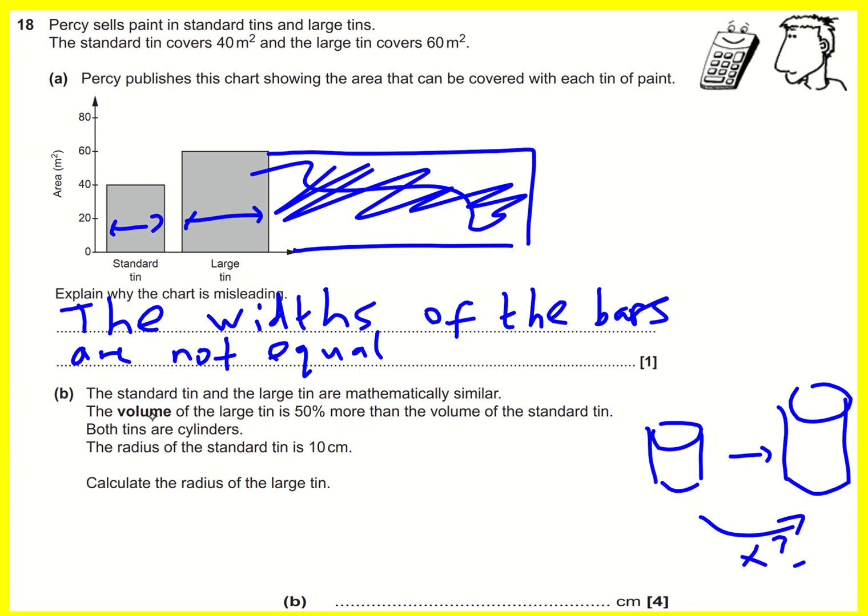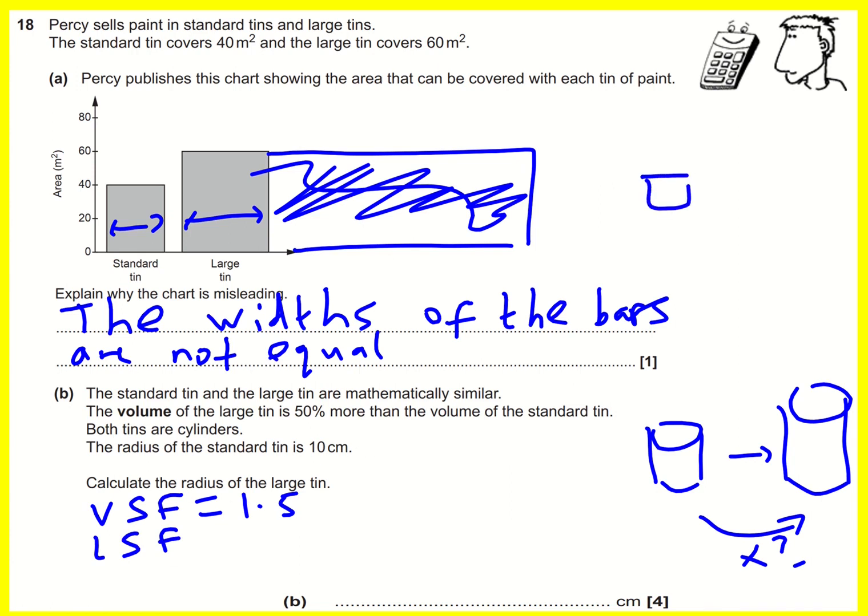So we're told that the volume of the larger tin is 50% more than the volume of the standard tin. So what would I do? If I want to increase by 50%, then I want 150%, and that gives me a multiplier of 1.5, and the volume scale factor is 1.5. To go from the volume of the smaller one to the larger one, I multiplied by 1.5. How do I get back to the length scale factor, because that's what I want. I want to know what I multiply the radius by to get the radius of the larger tin.